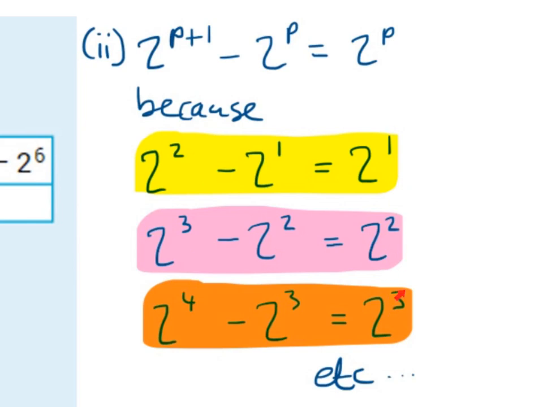And then the power of the answer always matches the power of the second term, or the second power. So 2 to the power of 1, 2 to the power of 1, 2 to the power of 2, 2 to the power of 2, 2 to the power of 3, 2 to the power of 3, and so on. So if this is 2 to the power of p, then this must also be 2 to the power of p.